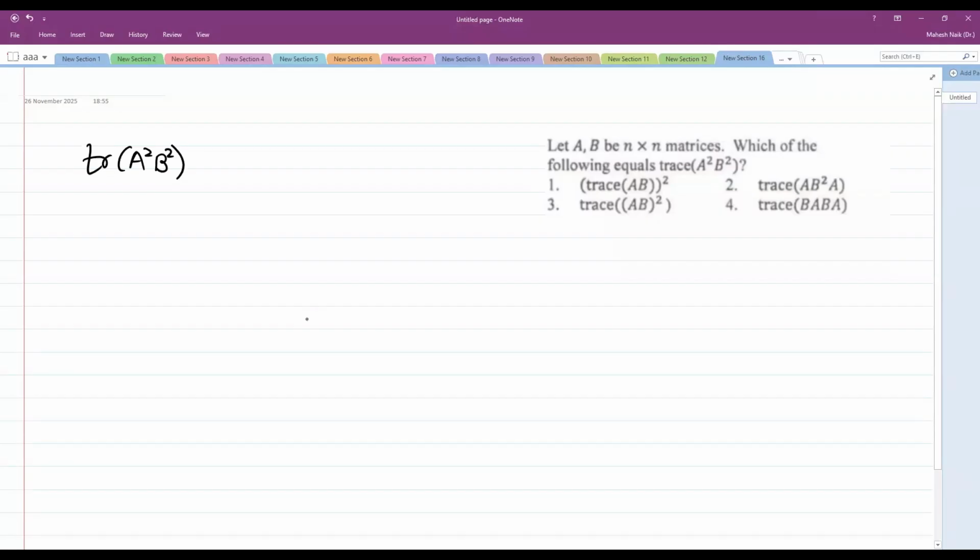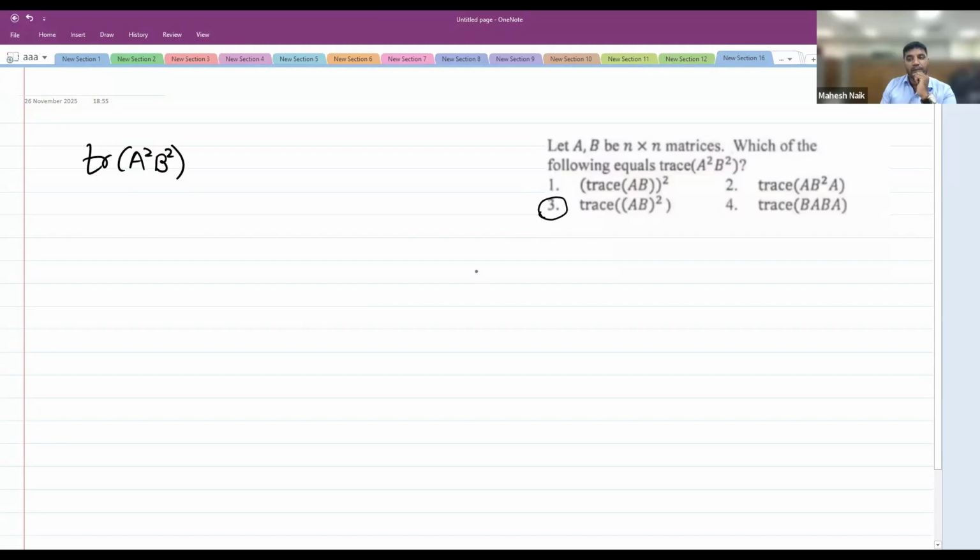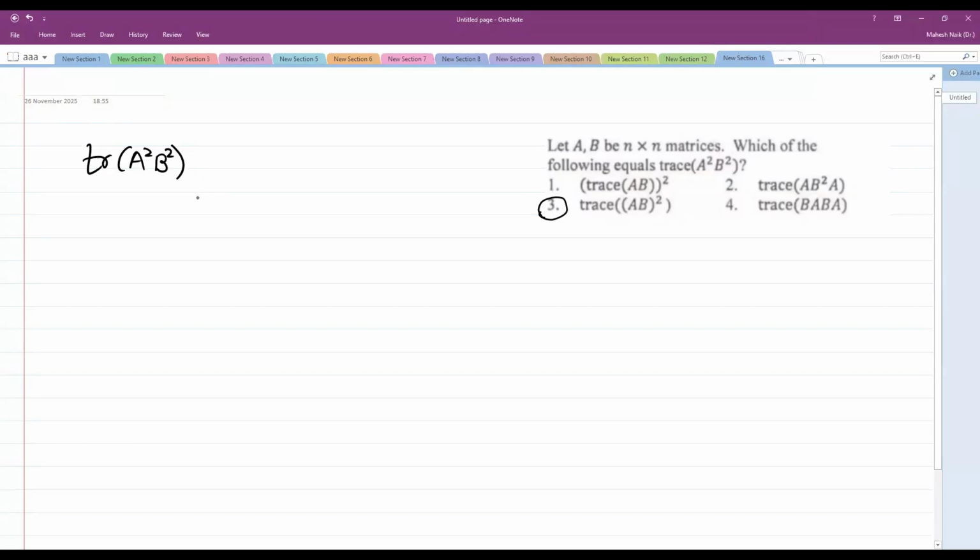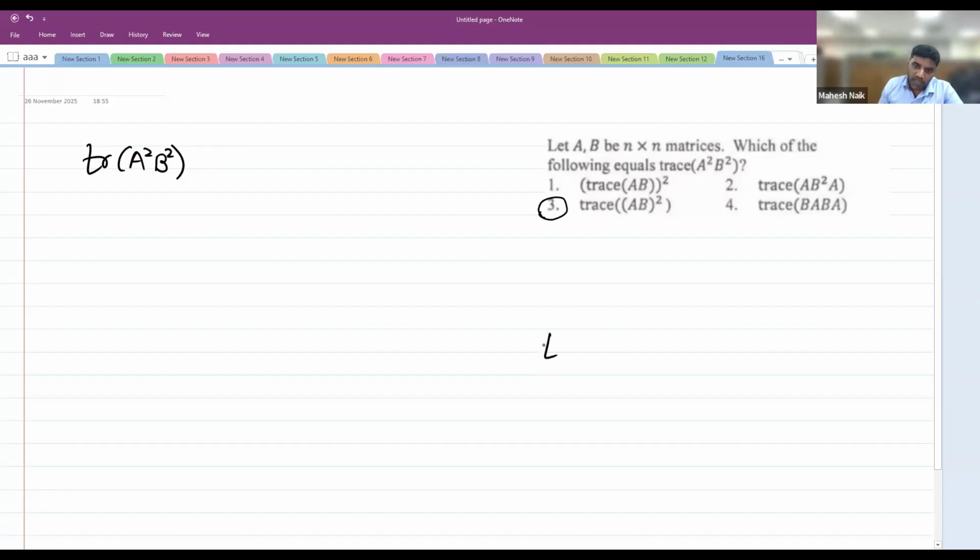Sir, C, third one. What's the reason? Sir, AB whole square is A square B square. But commutativity does not always hold in matrix multiplication. Correct. A square into B square is reduced to AB whole square only when it is given that A and B are commutative. Correct.